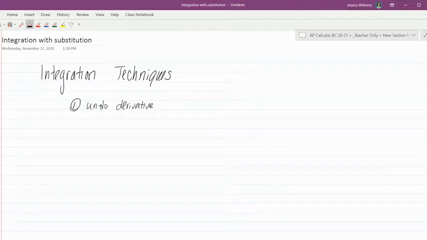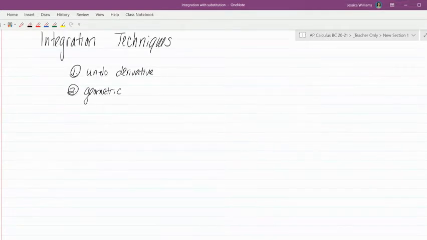So like the back of a flashcard. So anti-differentiation. The other thing that you know how to do is to take integrals when they're geometric and you can like turn them into triangles or semicircles or things like that. So today's technique is called U substitution.